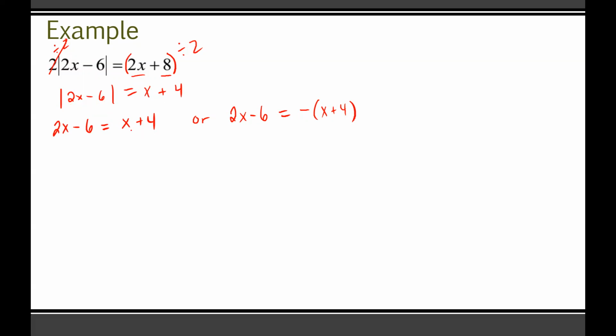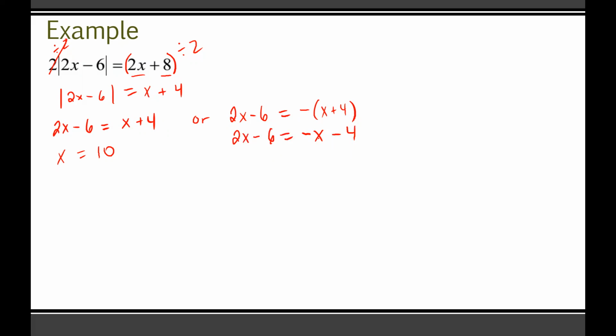Solving this positive piece first, we're just going to move the x over. That's just going to make 1x. And while we're at it, we might as well just add 6. So this is going to be x equals 10. And then on this one, got a little bit of extra work to do. We have to say 2x minus 6 equals, bring the negative through, negative x minus 4.